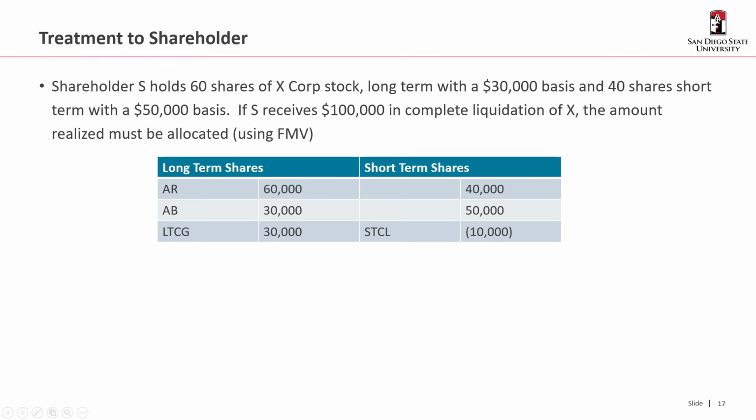All right, so here's why it matters on a block by block basis. Let's say shareholder S holds 60 shares of X Corp, long term with a $30,000 basis, and 40 shares short term with a $50,000 basis. When S receives the $100,000 in complete liquidation of X, the amount realized needs to be allocated using the fair market value. In this case that's pretty straightforward, but the idea is, you don't just get to lump it all together and net the gains and the losses together if they have different holding periods.